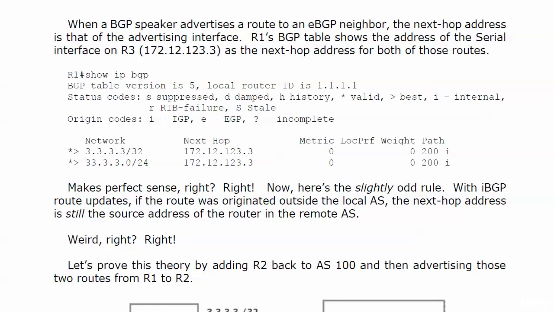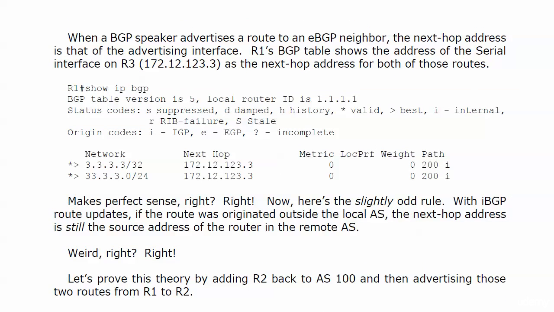Now, when a BGP speaker advertises a route to an eBGP neighbor, and that's just what we saw, 3 and 1 are eBGP neighbors, the next hop address is going to be that of the advertising interface, which again is intuitive, and we saw that in the table. Now, it makes perfect sense, but here's the slightly odd rule.